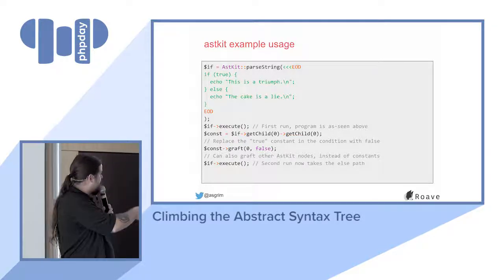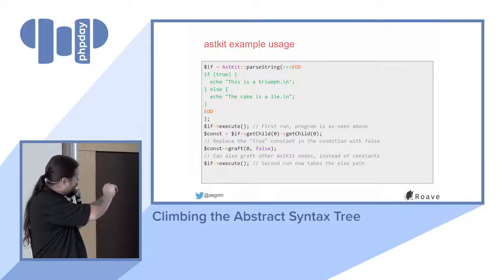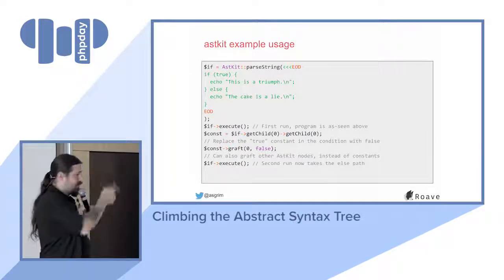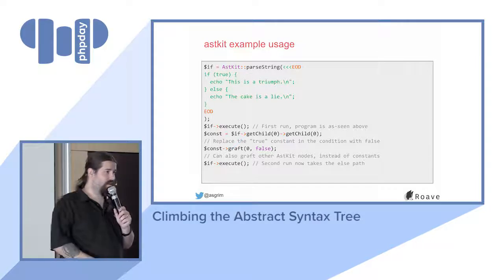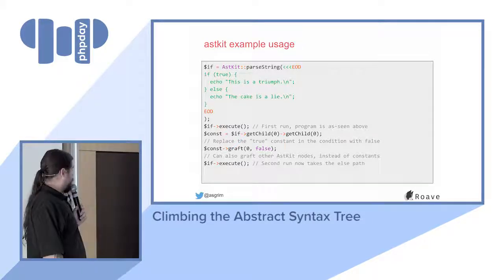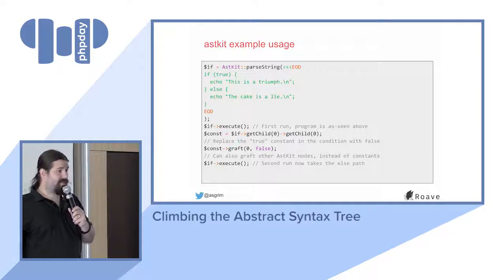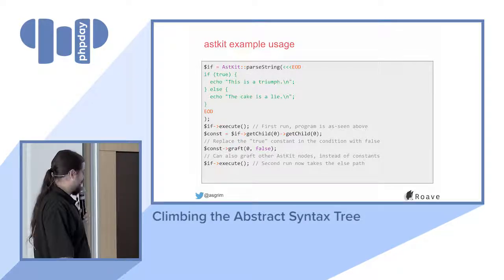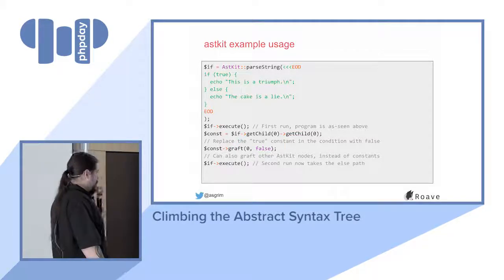We parse that, and then we can actually graft a false, and basically graft is replacing that true node with a false value. And then we can execute it, and we get a different result the second time. That's kind of fun.